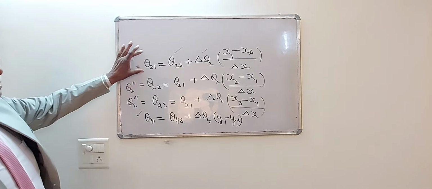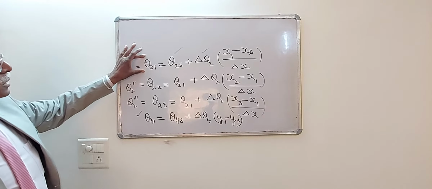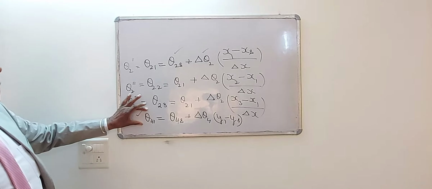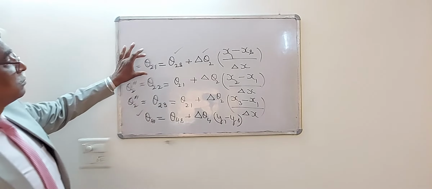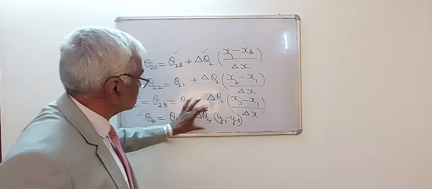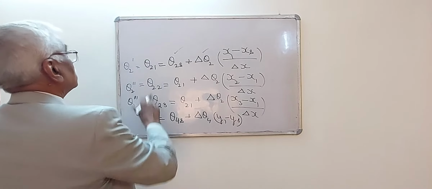Suppose the initial position of the angle of the input link is this much, and the corresponding value of the angle of the output link will be this much. It can be calculated with the help of this formula, and this can be calculated with the help of this formula.